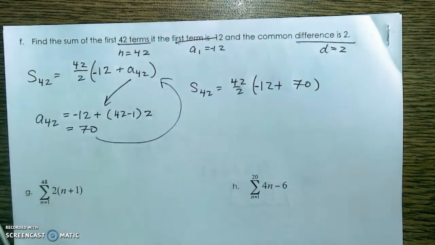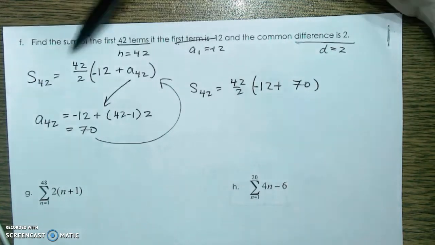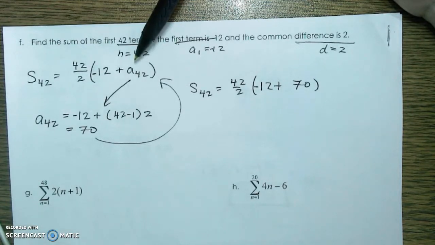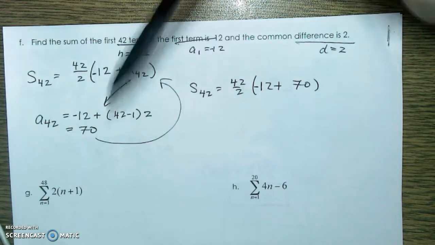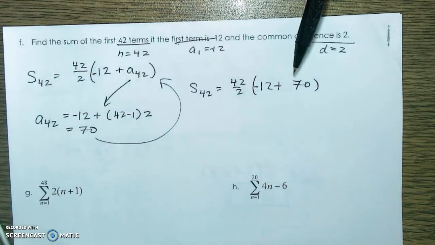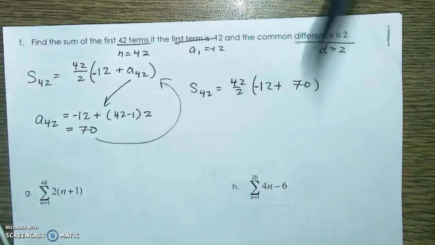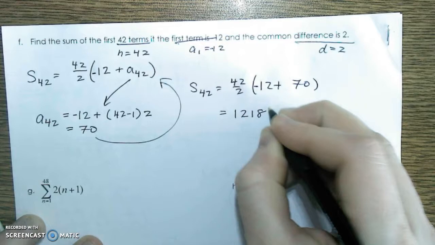And so I've gone through and I found that when you fill in your N, your A1, and your D, well, we don't fill in the D yet. When you fill in your N and your A sub 1, you're missing your 42nd term. So just like on the last one, we found the 42nd term. And then you get 70, and then you're able to fill it in for the A sub 42. And then here you end up getting 1,218.